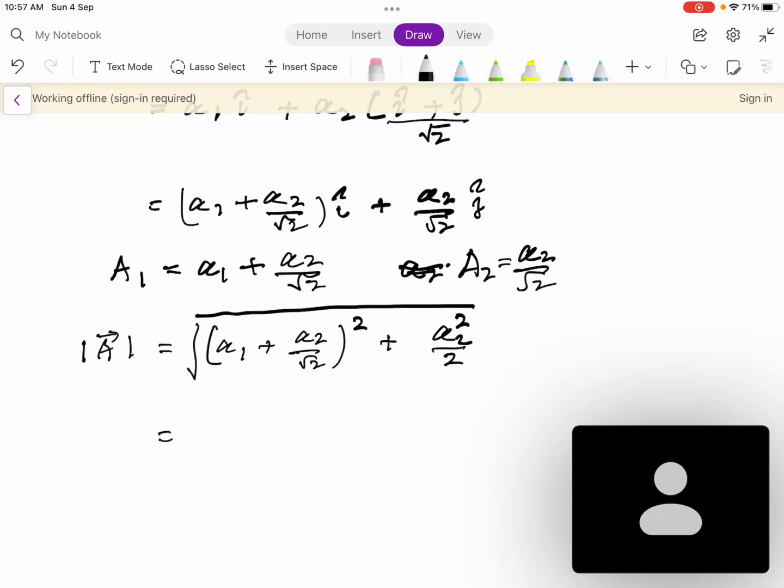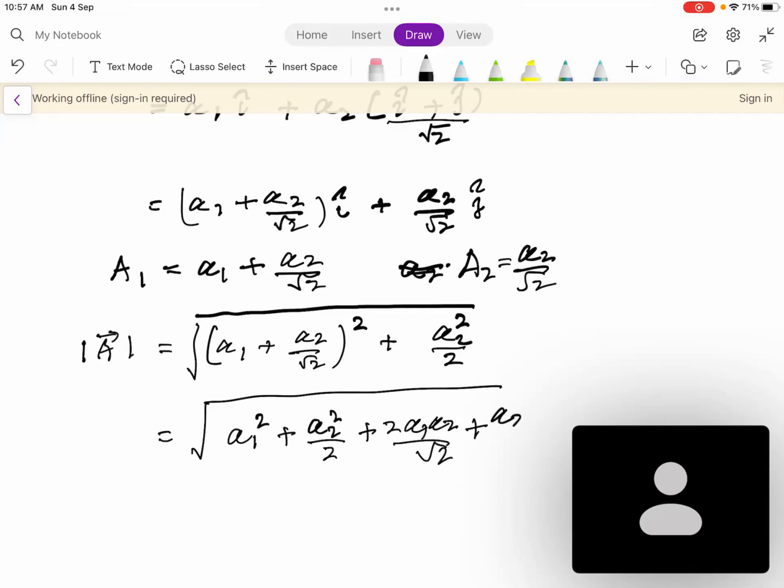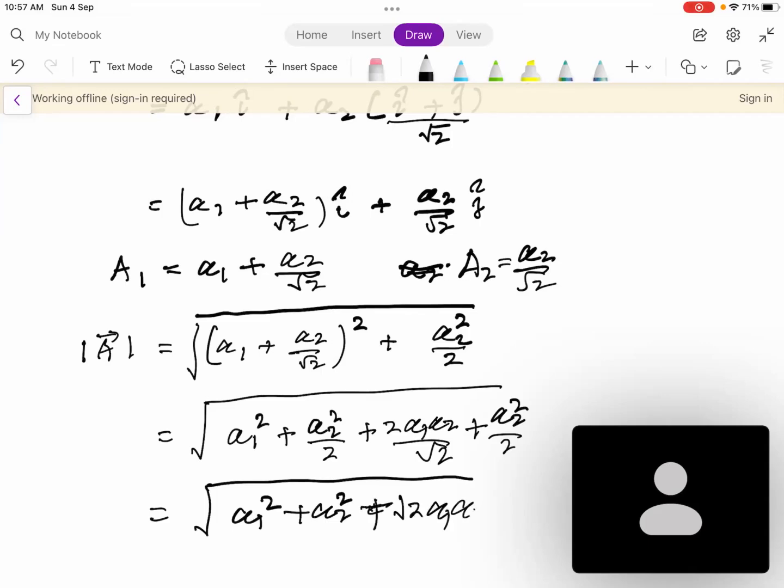Okay, so that is equal to, you can write A1 square plus A2 square by 2 plus 2 A1 A2 by root 2 plus A2 square by 2. That is square root of A1 square plus A2 square plus root 2 A1 A2 in the square root. So this is not this alone, right? There is an additional term here. Okay, this is the norm.